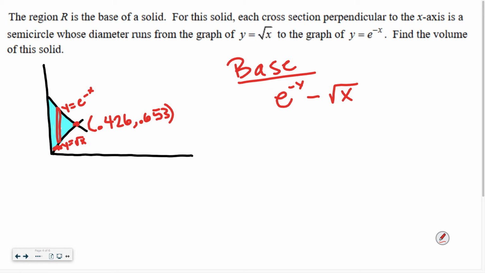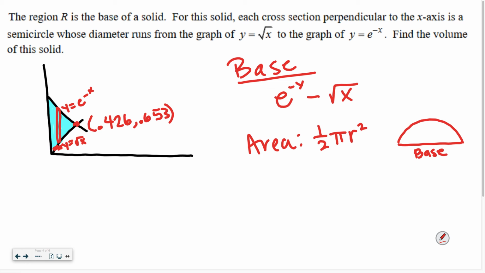Now, when we go to talk about the area of that shape, we're talking about a semicircle, right? So here's our shape where the base is the entire diameter. Well, how do we find the area of a semicircle? 1/2 pi r squared. And our base is acting as the diameter.